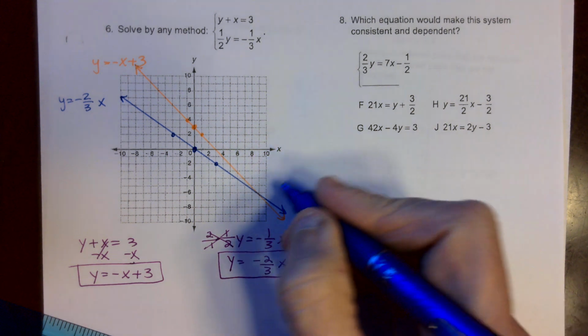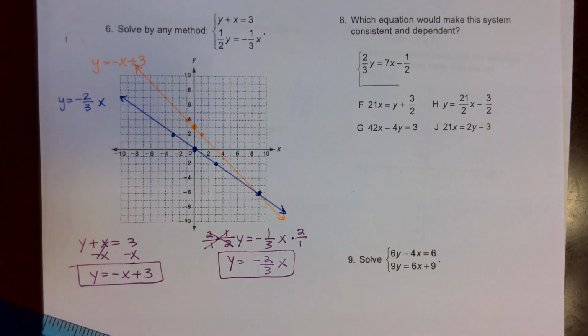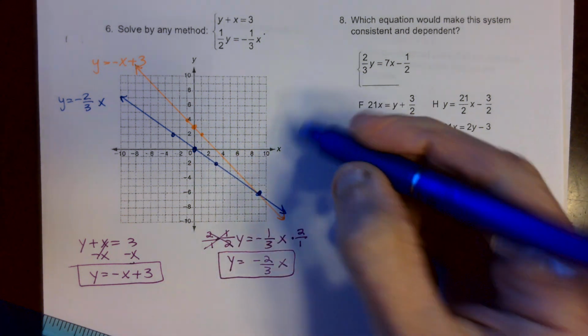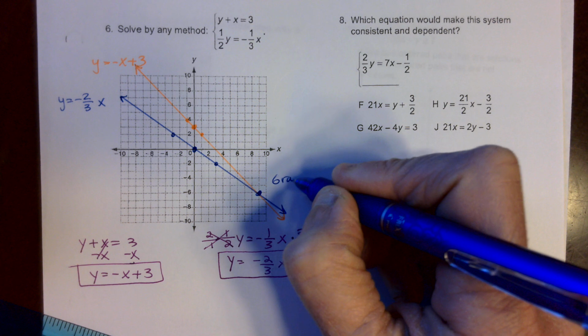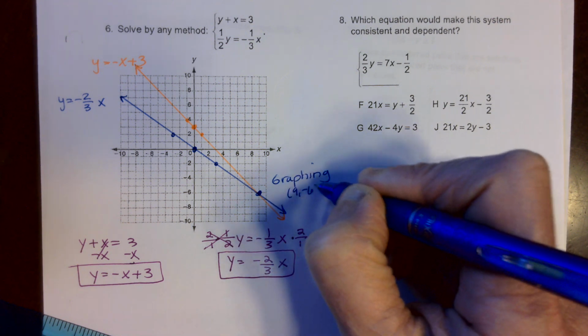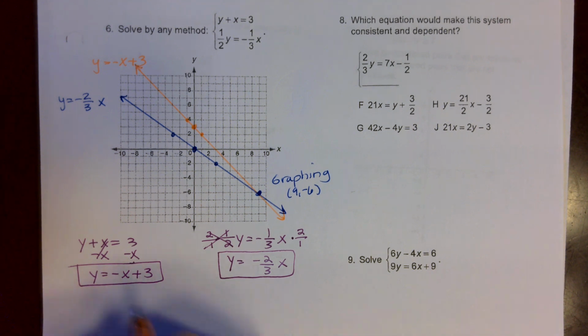All right, let's see where we're at here. It looks to me like we're about right here as our solution. So that looks like it's 9, negative 6. So graphing gives 9, negative 6. We're going to move on to substitution, see if we get 9, negative 6 here. I sure hope so. That'll prove the accuracy of my graph.